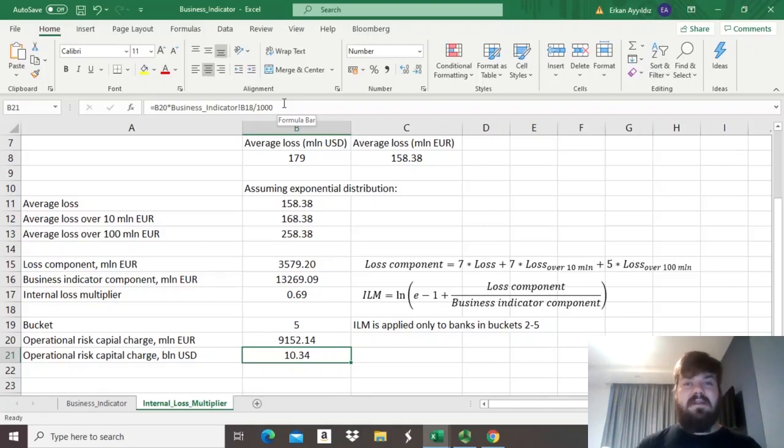And that's it for the new standardized approach for operational risk measurement and the business indicator and the internal loss multiplier. I hope you found this helpful.